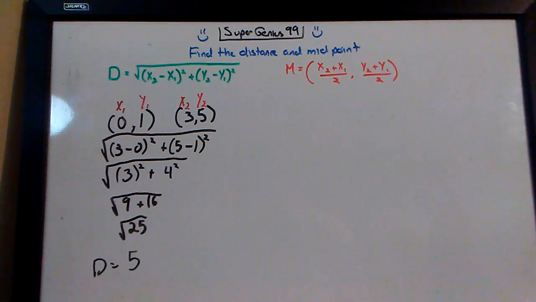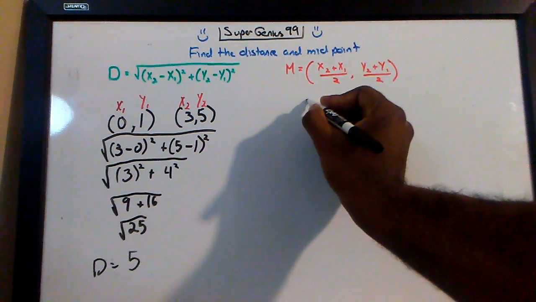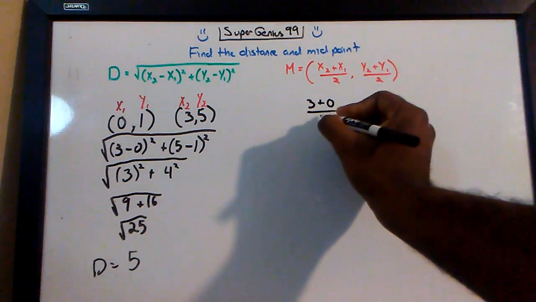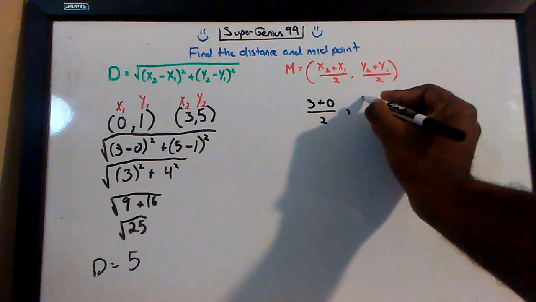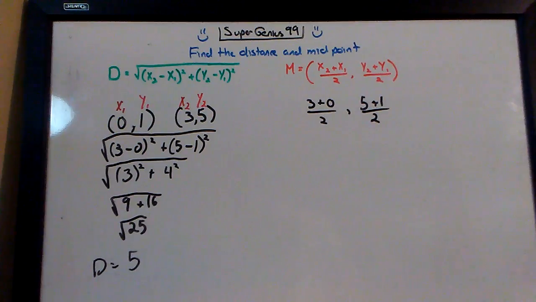Now let's find what is the point directly between 0, 1 and 3, 5. How are we going to do that? Midpoint. So x sub 2 plus x sub 1 divided by 2, and y sub 2 plus y sub 1 divided by 2.